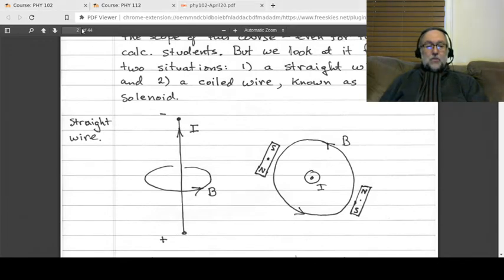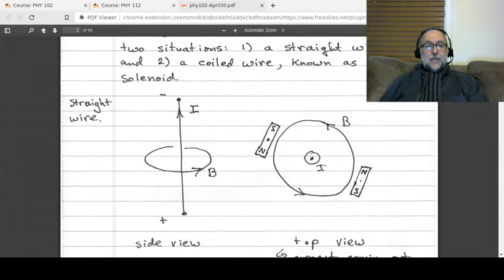And so what we're seeing here is actually the same straight wire, but in two different views. Magnetism has a lot of things which have to be drawn in three dimensions. So you're going to see a lot of my diagrams will have a couple of views to try to get across what I'm trying to say there.